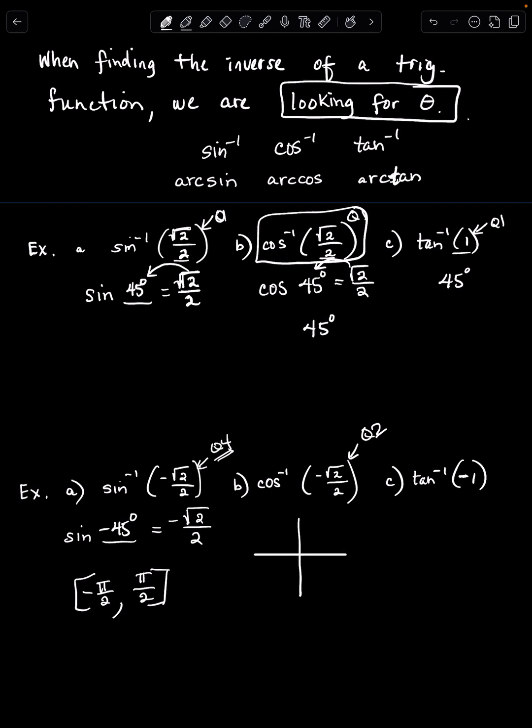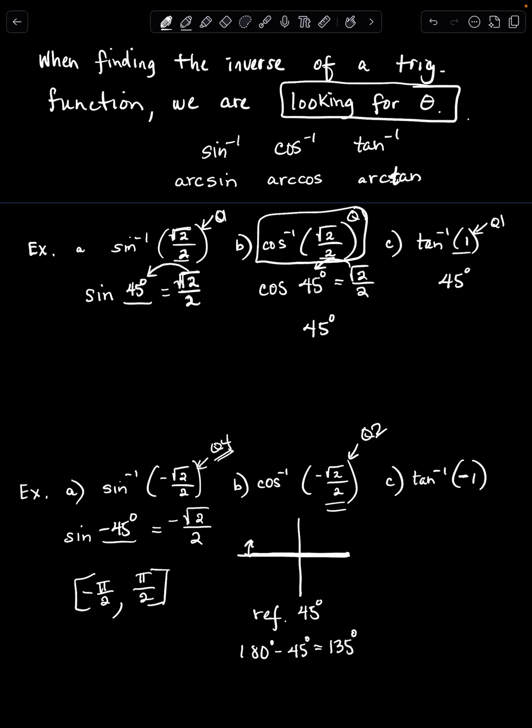My reference angle is going to be 45 degrees. I already know that because the cosine of 45 degrees is the square root of 2 over 2, but I need this to come out of quadrant 2. Well, how do I get it? You get it from subtracting from the x-axis. So you're going to do 180 minus 45 degrees, and so that's going to be 135 degrees.